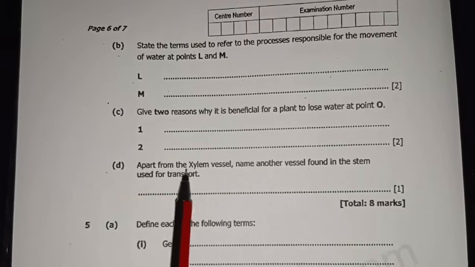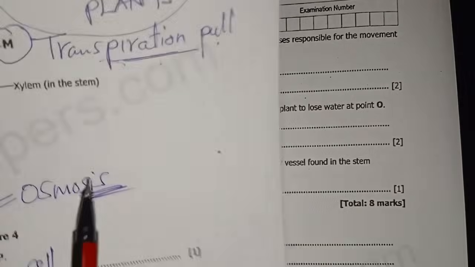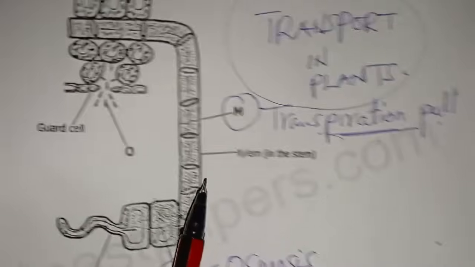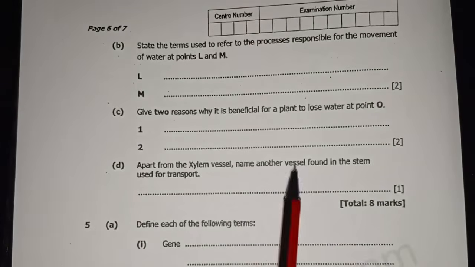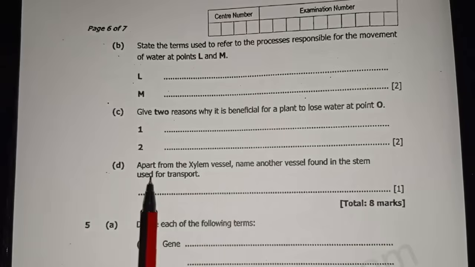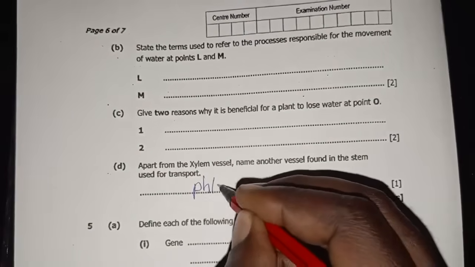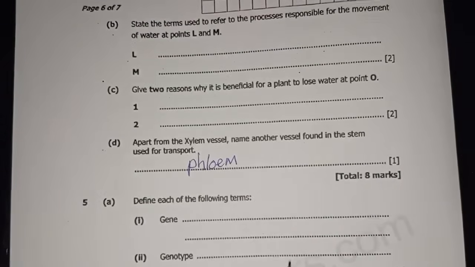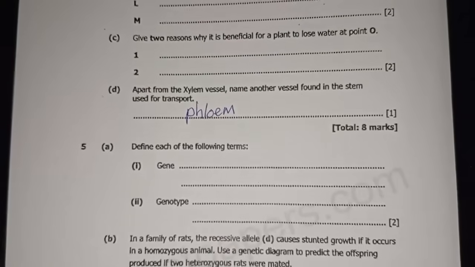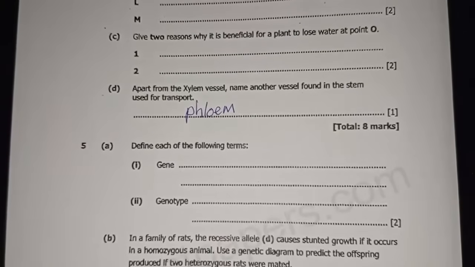They are saying, apart from the xylem vessel. So apart from the what? Xylem vessel. Xylem vessel is here. So apart from the xylem vessel, which is in the stem there, they are telling us to name another vessel found in the stem that is used for transport. Xylem goes with what? Phloem. So it was so simple. This one was so simple. Like that, you are done. This is how it is supposed to be. Yes, you are able to understand everything that I'm explaining here.